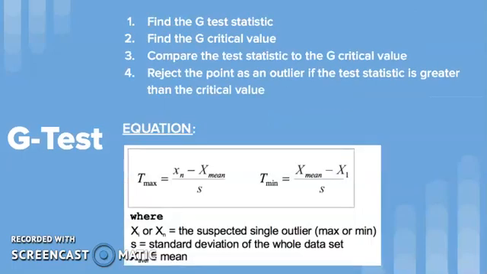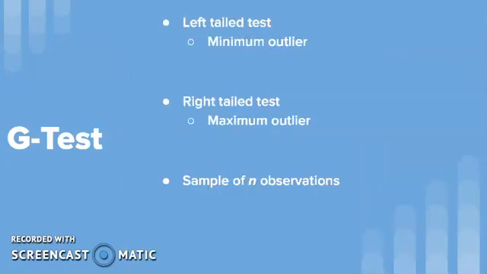These are a couple of steps to do the G-test. You have to find the G-test statistic first, and then find the G-critical value, compare these together, and then you can determine if you're going to reject that outlier or if it is normal in your sample. If you have a maximum outlier, you subtract the mean from the max and then divide it by the standard deviation, versus if you have a minimum outlier, you subtract the minimum outlier from the mean and then divide by the standard deviation.